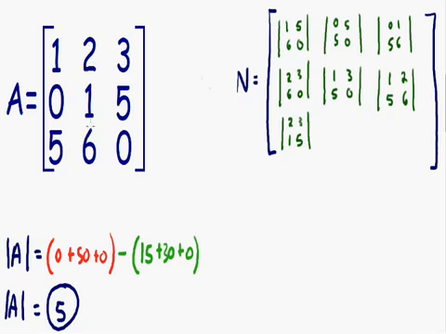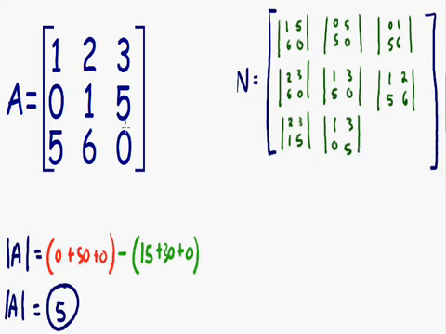And moving on to the number in the bottom middle position, this number 6. If we cross out the column and the row of this number 6, we're left with a 2 by 2 matrix 1, 3, 0, 5. So I'm going to copy that 2 by 2 matrix in the bottom middle position, 1, 3, 0, 5.